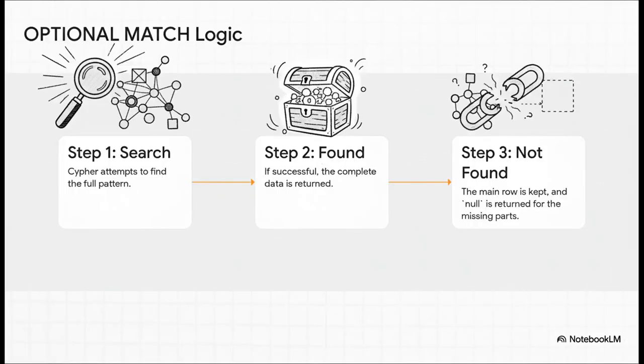The logic behind this is so powerful because it's so simple. First, Cypher tries to find the complete pattern you asked for. If it finds it, awesome, you get all the data. But, and this is the magic part, if it fails, it doesn't just give up and drop the row.